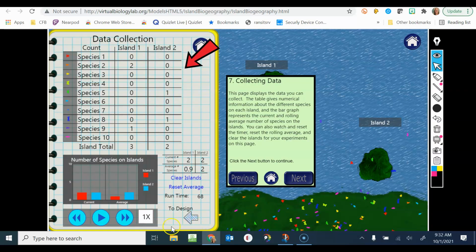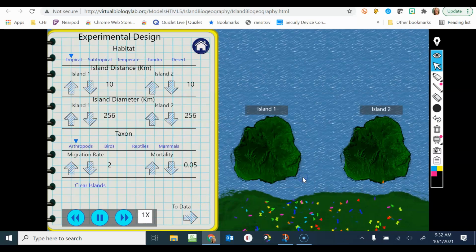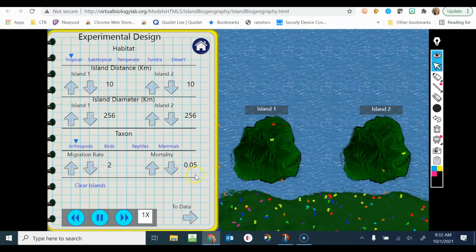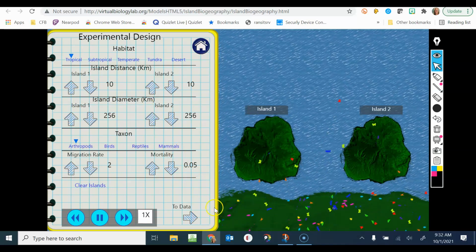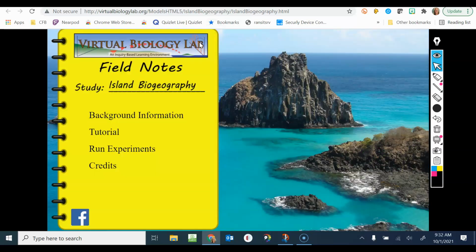So let's just take a look at the data collection. And here is where you can take a look at the data and how it looks and be able to record that on your own spreadsheet. So final instructions, you can make it go as fast as you want. If you take a look at it, this is kind of showing you what this is. You can also move your island farther away and closer in so that you can play with it a little bit. So let's go back to home.